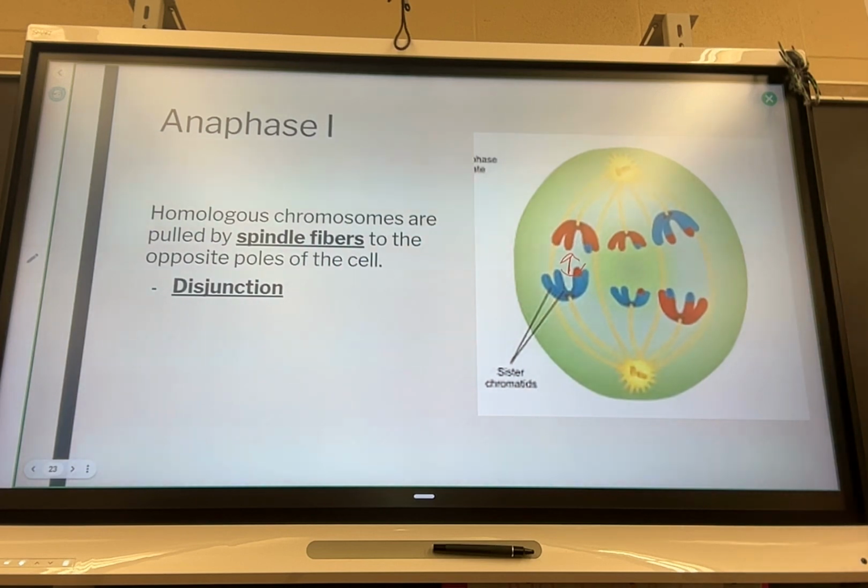Yes, the equator. That is the middle of the cell, the equator. Kind of like when we look at the Earth, it has an equator. Same thing with these kind of equators. However, the equator in this case is a lot less noticeable than on the Earth.